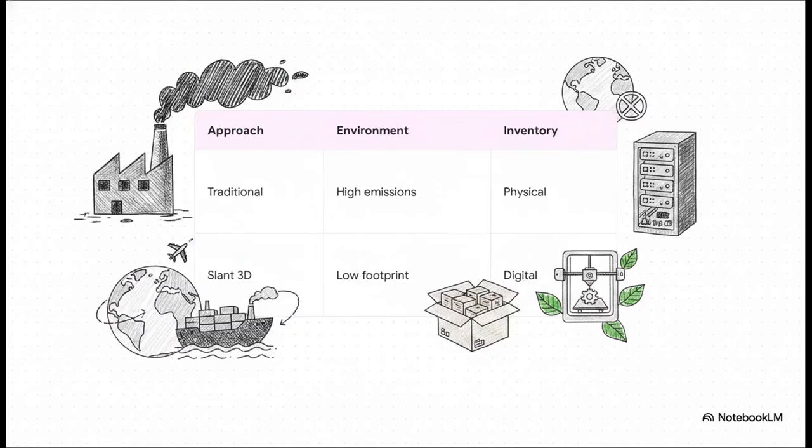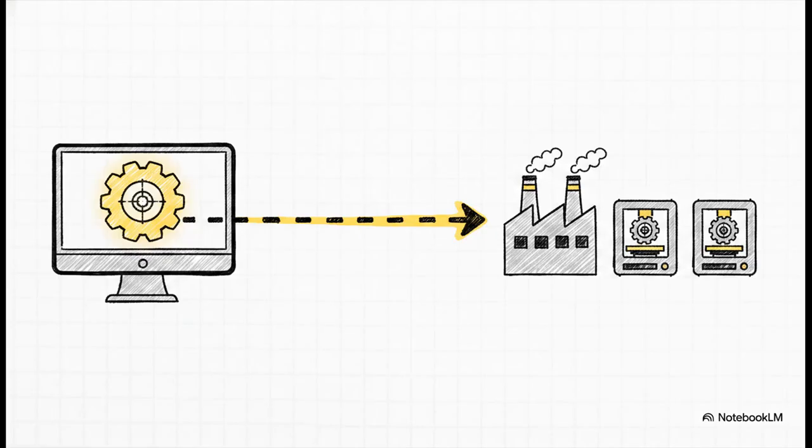And we really can't ignore the environmental efficiency here either. If we compare traditional manufacturing against this kind of sustainable print farm system, the differences are pretty stark. Traditional methods usually mean high emissions from carbon-intensive global shipping and massive physical warehousing. The Slant 3D system drastically reduces that footprint by utilizing digital storage on servers and cutting out those long carbon-heavy global shipping steps entirely. So, what does this all mean for us?